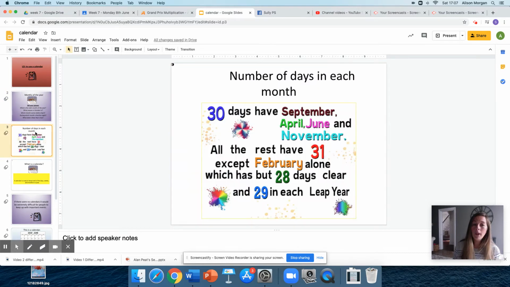Now, trying to remember how many days are in each month can be quite tricky, even for adults. And so there is this rhyme that you might want to try and spend some time trying to learn, because it will help you to remember how many days are in each month. And I actually still use it as an adult, because sometimes I forget. And it goes like this. 30 days have September, April, June, and November. All the rest have 31, except February alone, which has but 28 days clear and 29 in each leap year.